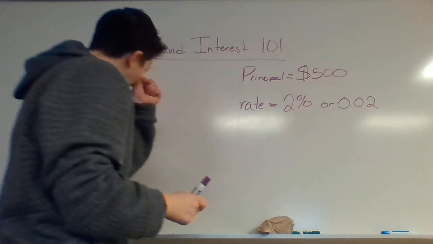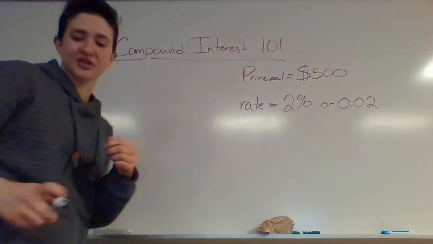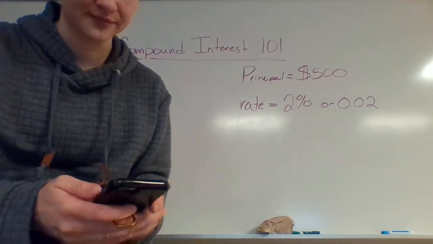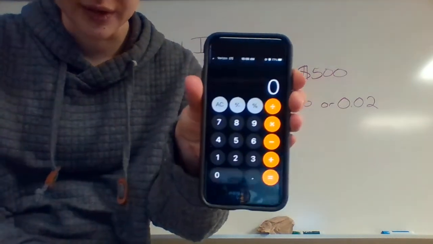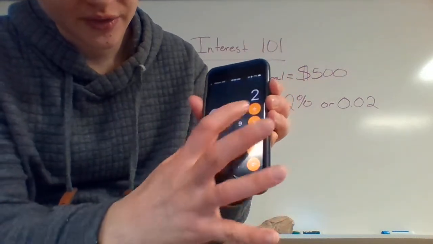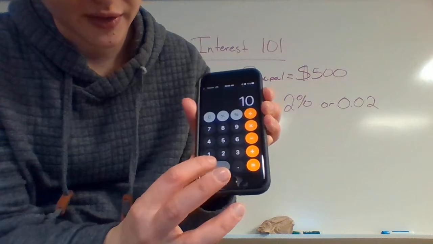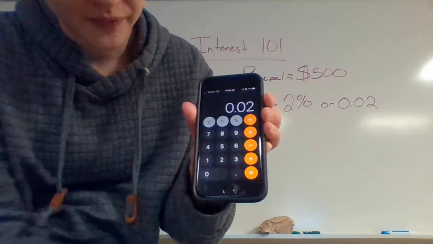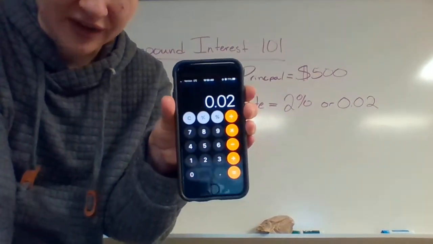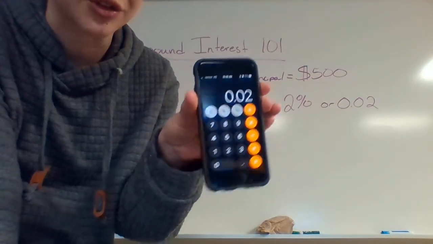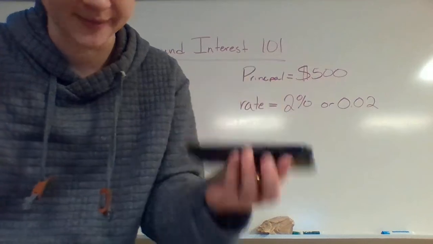Maybe I should show you how to do that. Take your phone, go to your calculator, and you're going to do 2 divided by 100 equals. It's going to look just like that. Now, if you do 100 divided by 2, you're going to get 50. That is not the correct answer. So make sure you do 2 divided by 100.